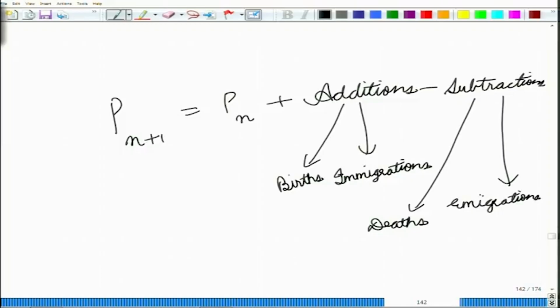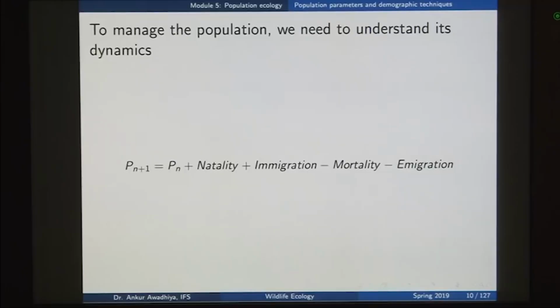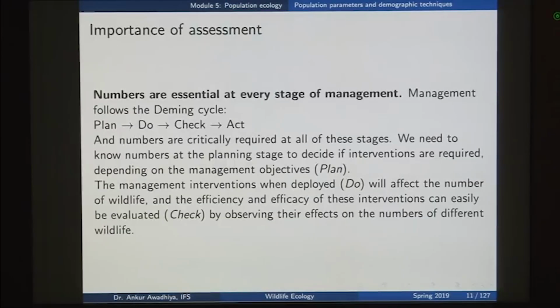So, this is the basic equation through which we can understand how a population is moving. Now, why do we need to make these assessments? Why do we need to understand how much the population is, what their parameters are, and how it is going to change? Well, it is important because numbers are essential at every stage of management.